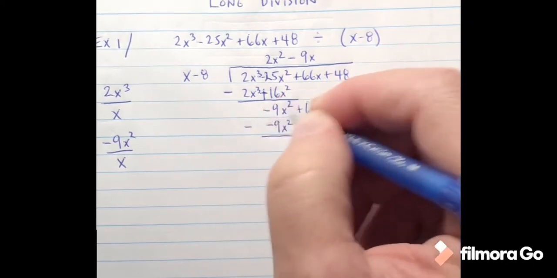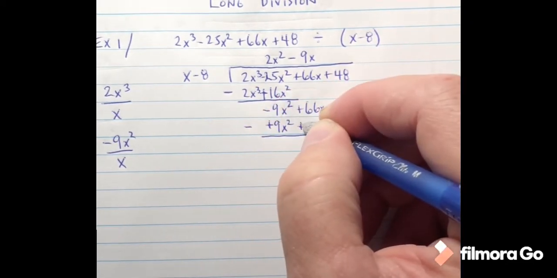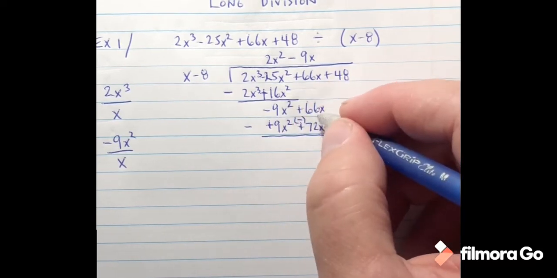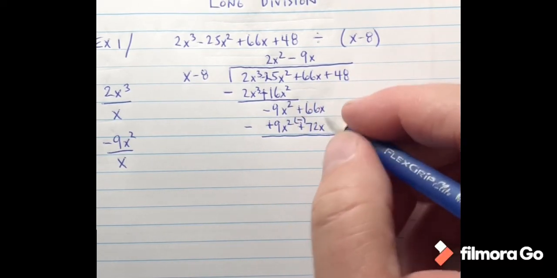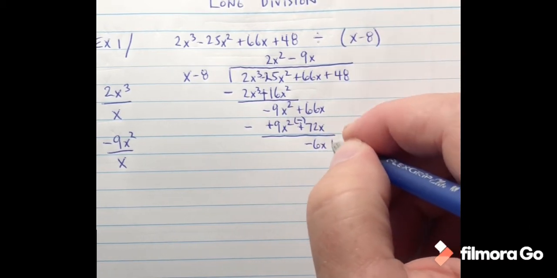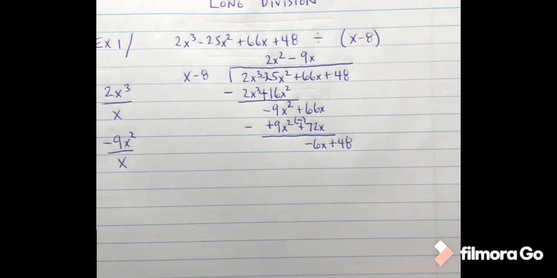Again, we're going to subtract, so that's going to change each of these signs. Makes that a negative. So those cancel. 66 minus 72 is negative 6x. And then I bring down my 48.